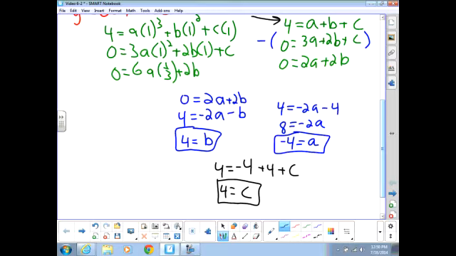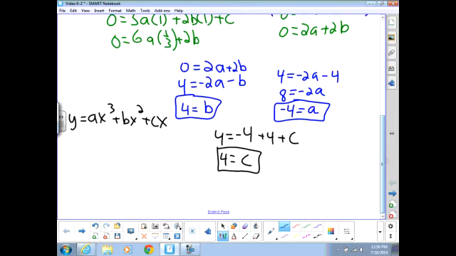We've now found what a, b, and c were. Remember, the original was y equals ax cubed plus bx squared plus cx. If we put those all in now, this means our actual equation is y equals negative 4x cubed plus 4x squared plus 4x.